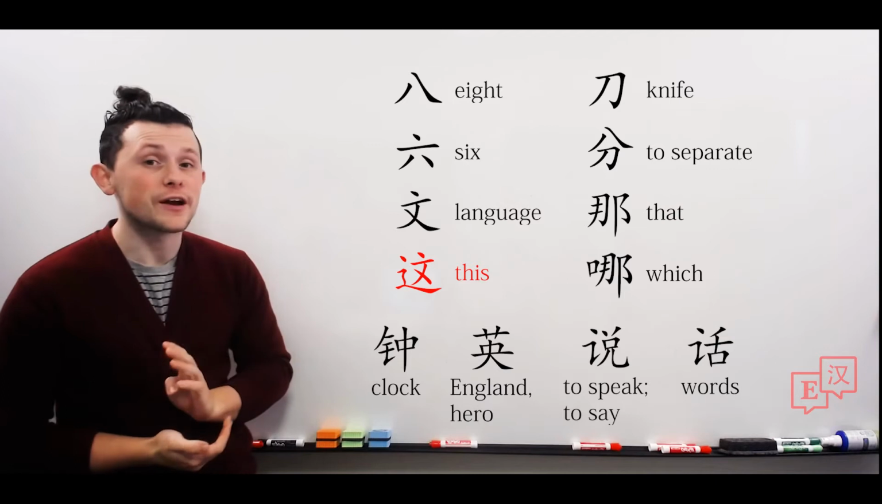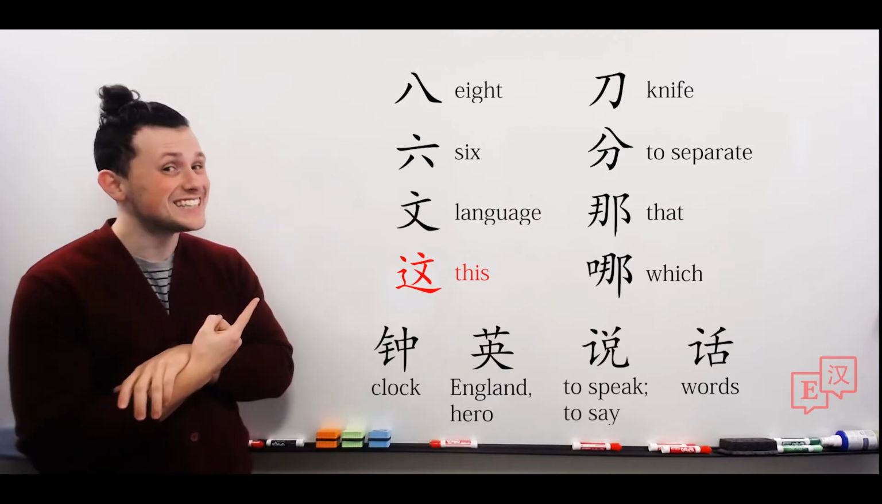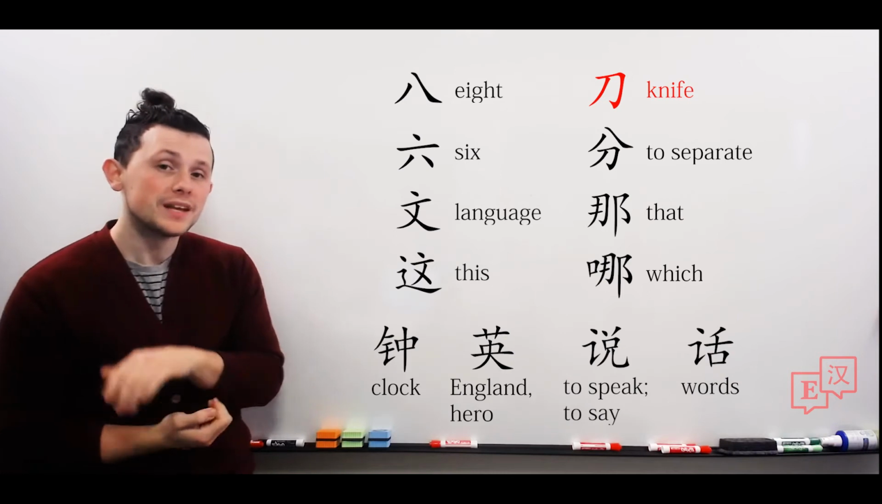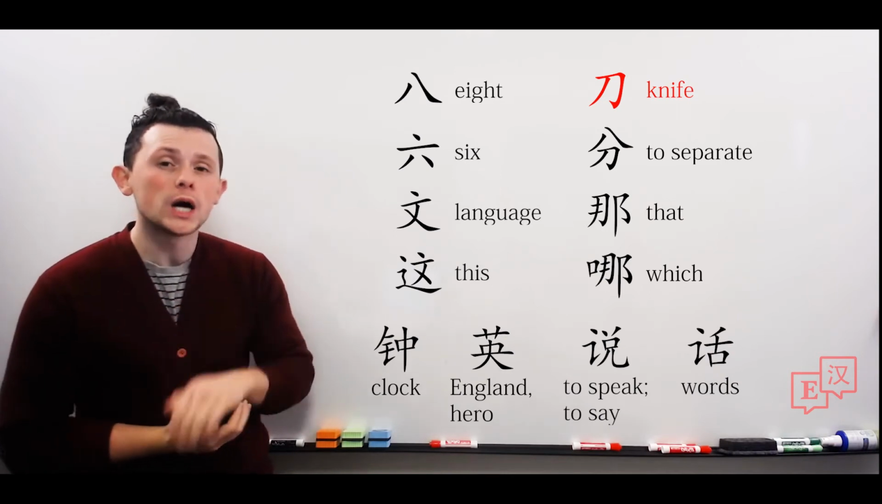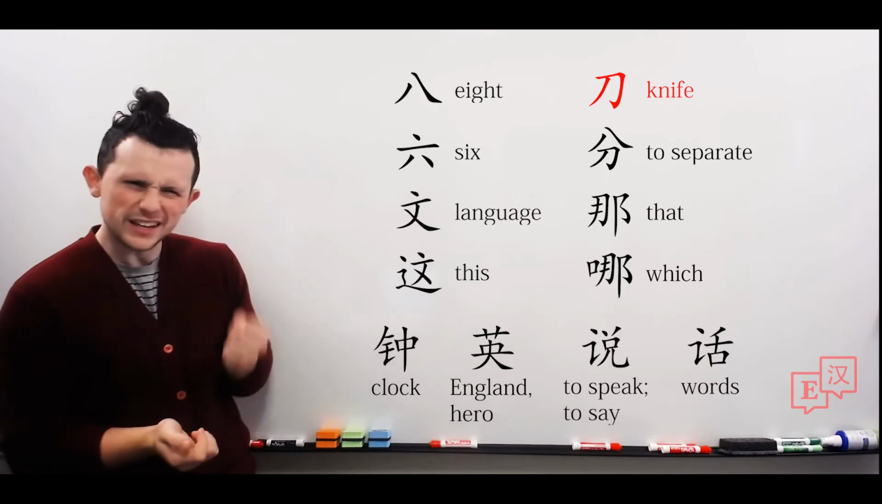Now, our next 4 characters are all based on knife. 刀, knife. Looks kind of like a cleaver.